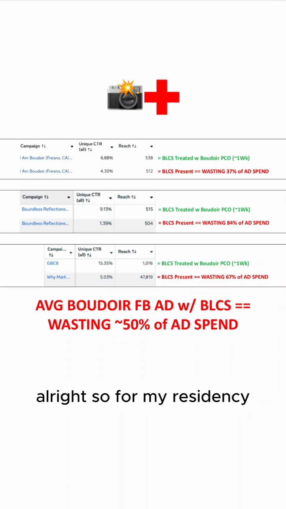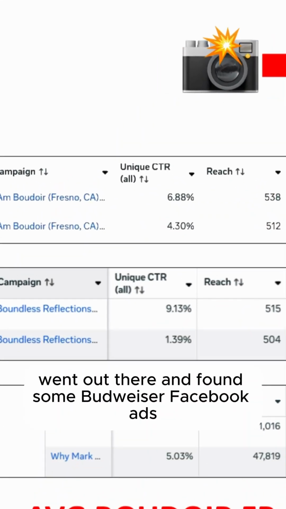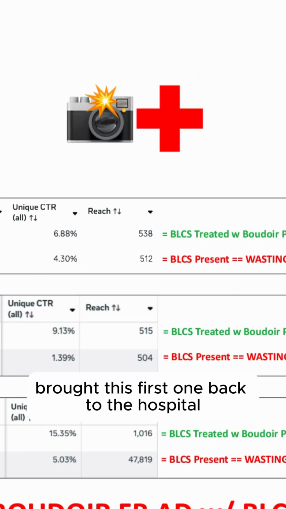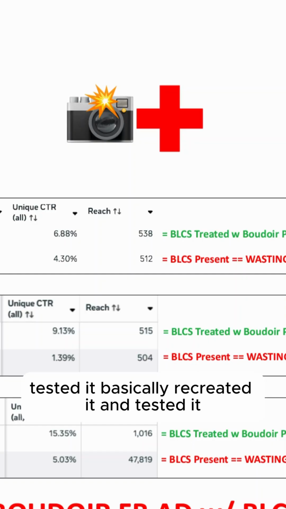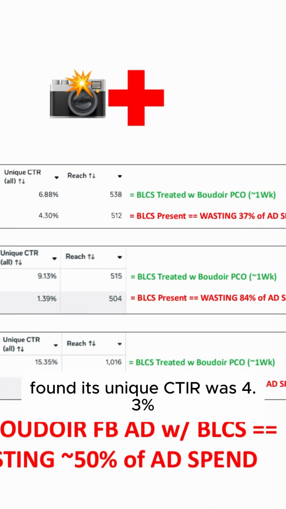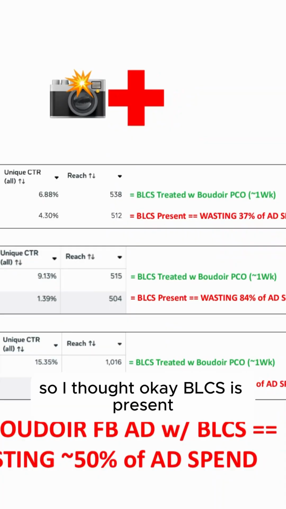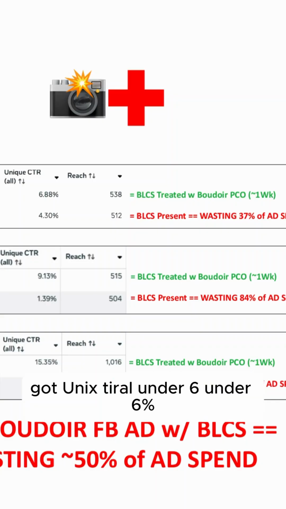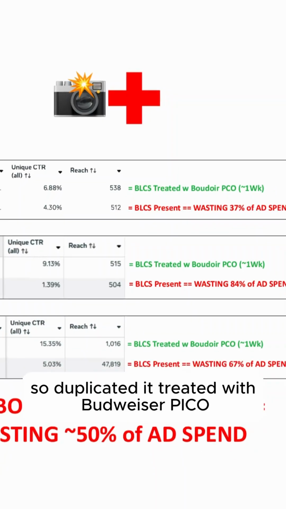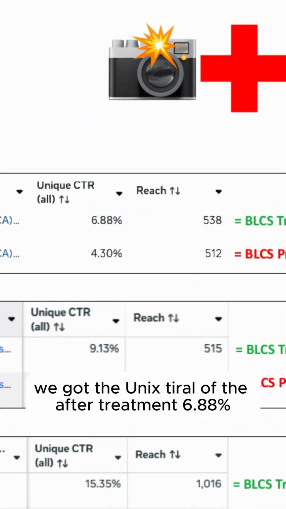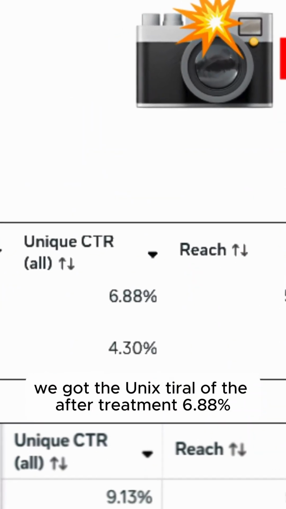All right, so for my residency, went out there and found some Boudoir Facebook ads out in the wild. Brought this first one back to the hospital, tested it, basically recreated it and tested it. Found its unique CTR was 4.3%. So that, okay, BLCS is present. Got unique CTR under 6%. So duplicated it, treated with Boudoir Pico, ran it in parallel, took about a week. We got the unique CTR of the after treatment, 6.88%.